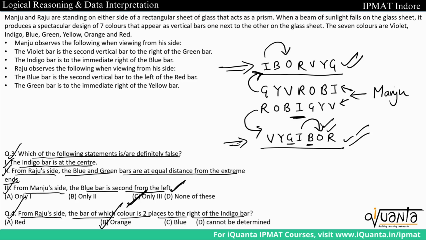So the main point in this set was two people were observing from the opposite side. So we can convert the observation of one person into the observation of another person just by reversing the statements.